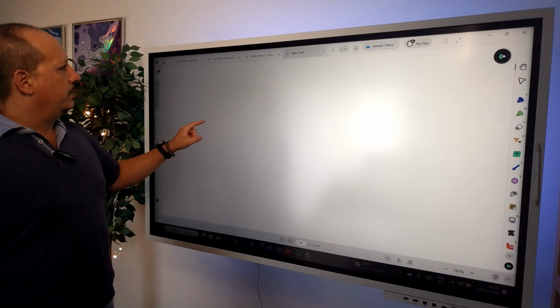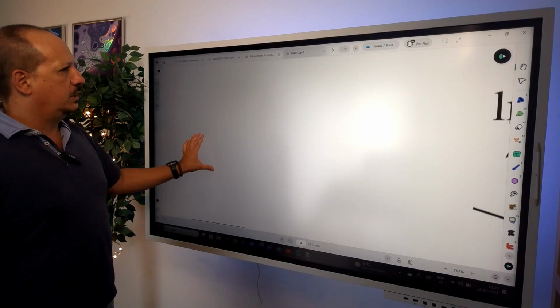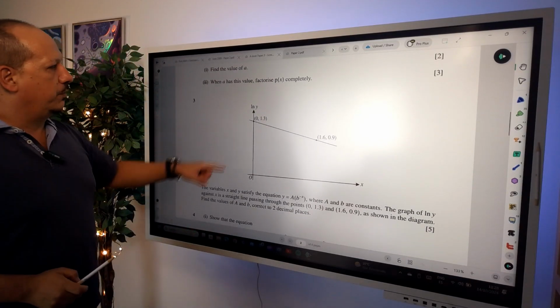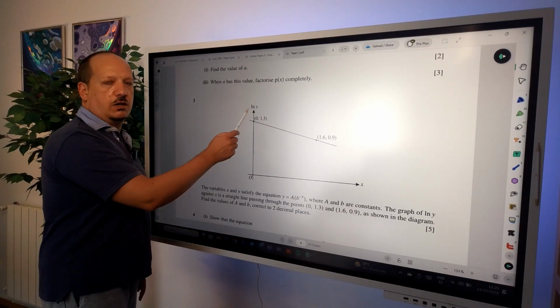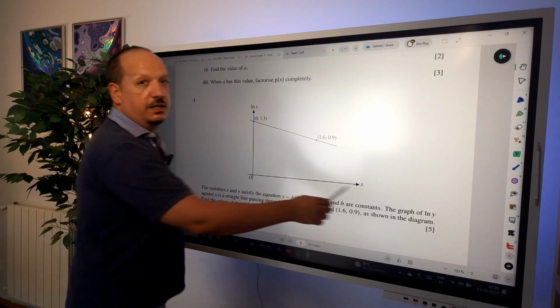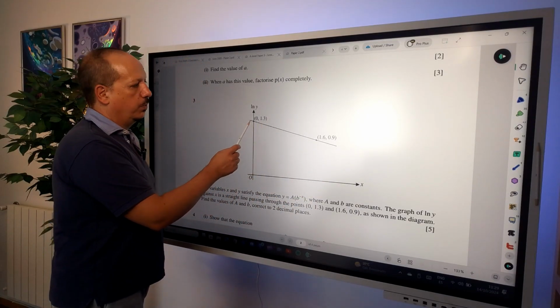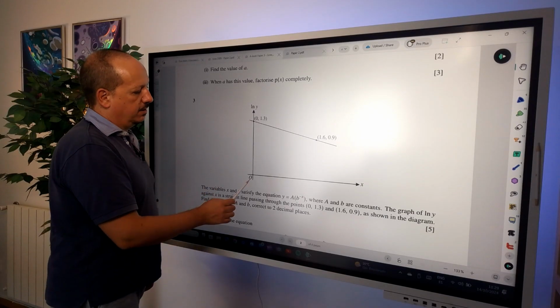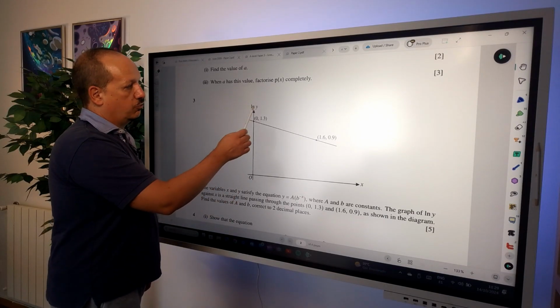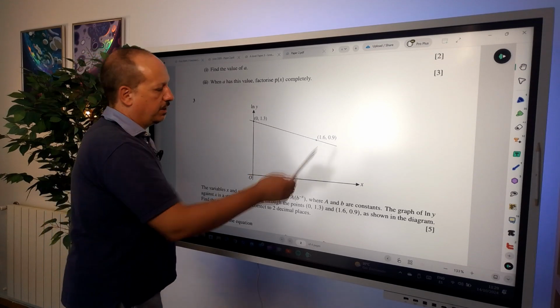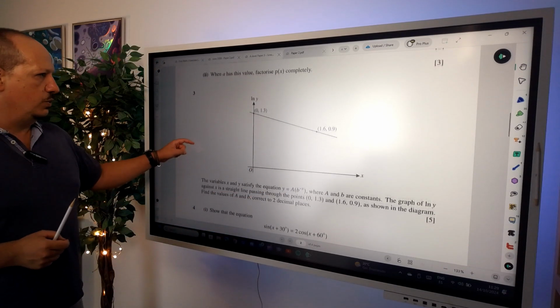You are given a graph where sometimes this happens. This graph over here, in which you have natural logarithm of y over here, and here x. And then you have a straight line, and here the coordinate of 2 points. This is on the natural logarithm of y line. X value is 0, and then you have those 2 coordinates there.